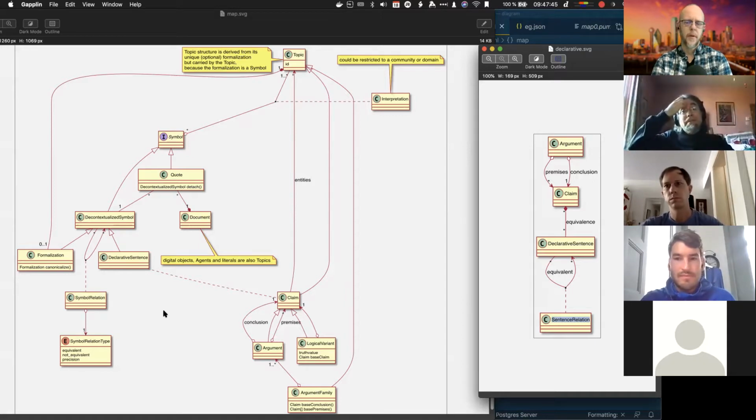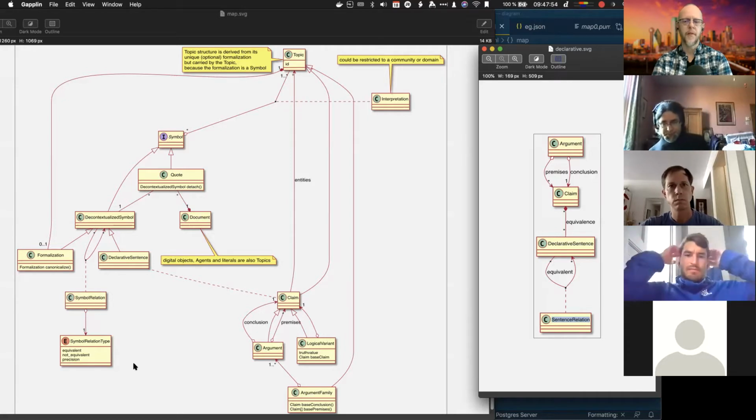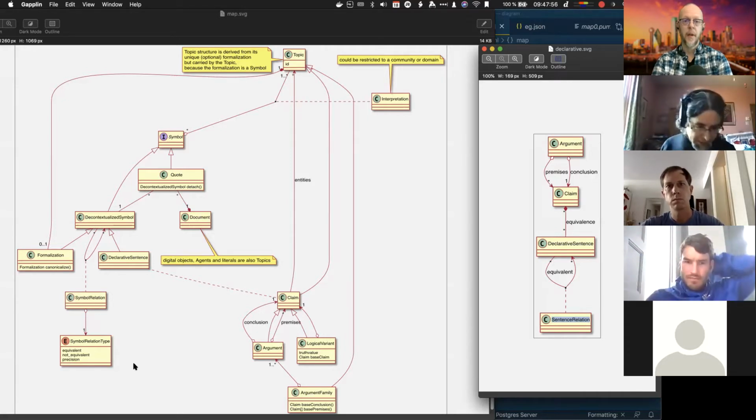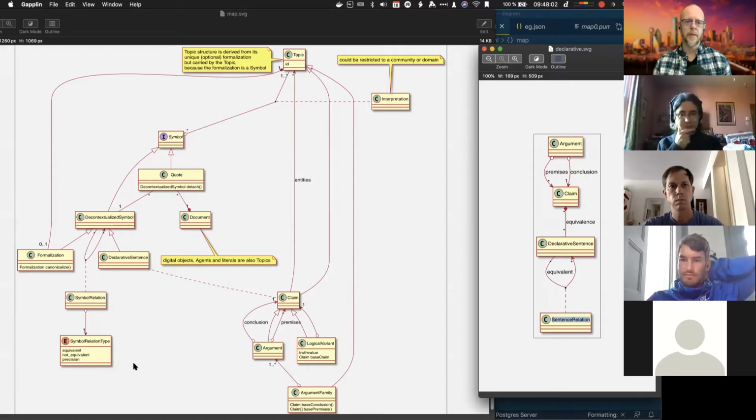Marc-Antoine, is there a sentence relation that is not equivalence? Yes. Okay, so I think that's the piece we're missing, that there are several different types of sentence relations. When they are equivalent, then they will be grouped to the claim. Correct. But you want to be able to store other relationships between sentences, and that's why you have the sentence relation. So it's different from the claim equivalence relation.